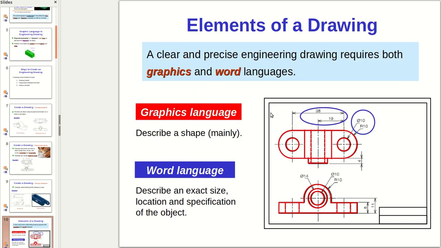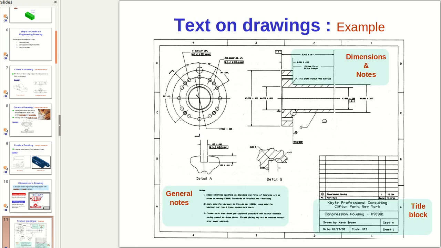Next, the elements of any drawing. It is two things: the graphic language, the lines, this line, the red line, and the word language, this one in the blue, which is usually the dimensions. Next, the drawing paper. The drawing paper has these boxes, which is the title box. We write here the name, the title of the drawing, the scale, the sign, the signature, the date, everything.